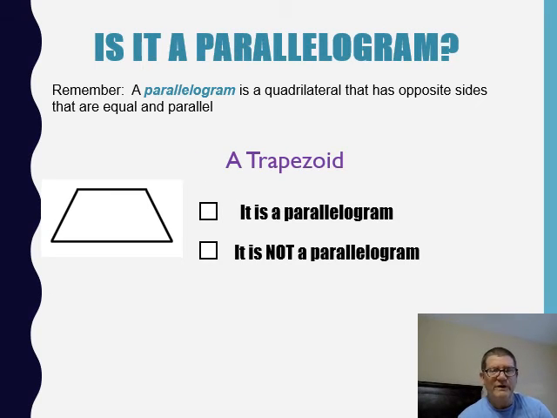Now let's take a look at this trapezoid. Is it a parallelogram? Think about it for a second. Now, a parallelogram is a quadrilateral that has opposite sides that are equal. So this side and this side, they are not equal. They may be parallel, but they're not equal. So this trapezoid is not a parallelogram.